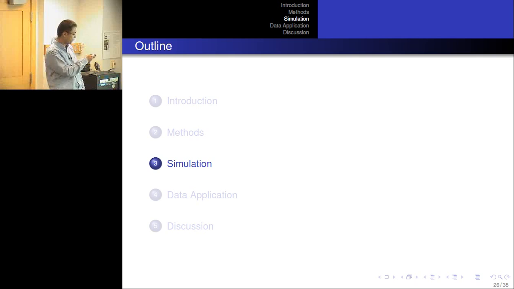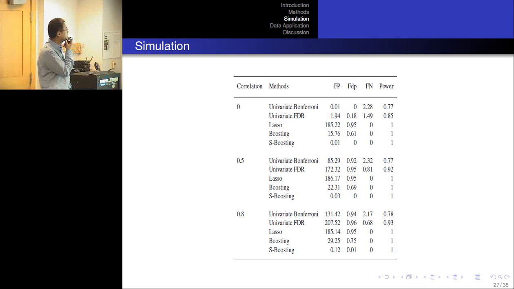Now some simulation studies. In this figure, we tried different simulation settings. The first column is the correlation, and for different settings we increase the magnitude of the correlation. We try different methods. The first one is a univariate test based on Bonferroni correction. The second one is a univariate test based on FDR control. The third one is the Lasso. The fourth one is the boosting algorithm. The last one is boosting with stability selection.